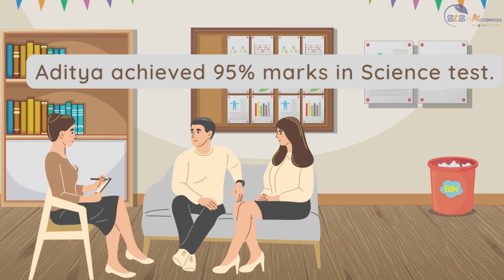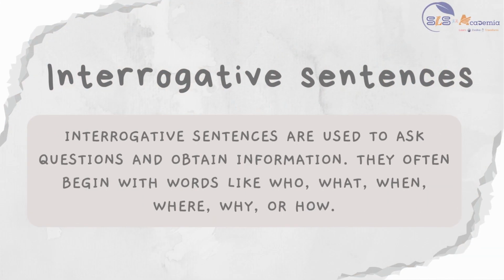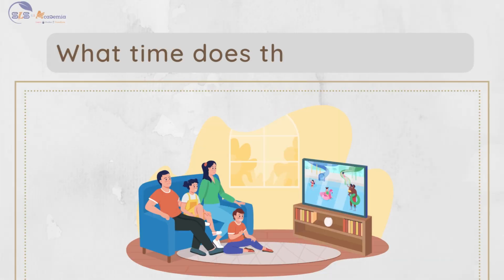The next is interrogative sentence. Interrogative sentences are used to ask questions and obtain information. They often begin with words like who, what, when, where, why, or how. Take a look at these examples. What time does the movie start? This is an interrogative sentence because it is asking for information. It contains a question word, what, and is structured like a question.